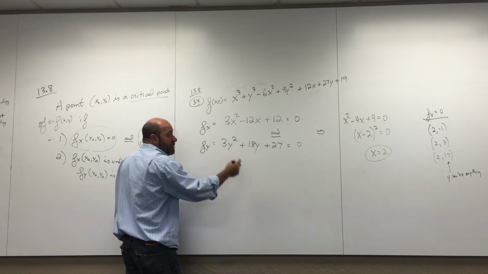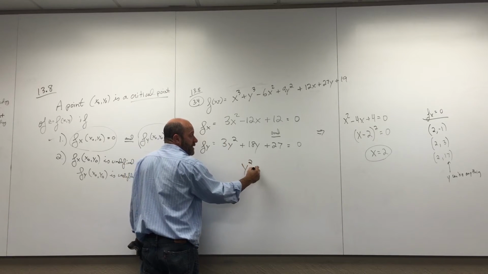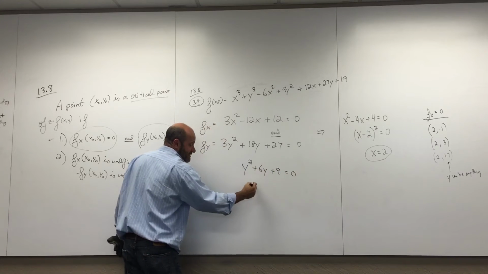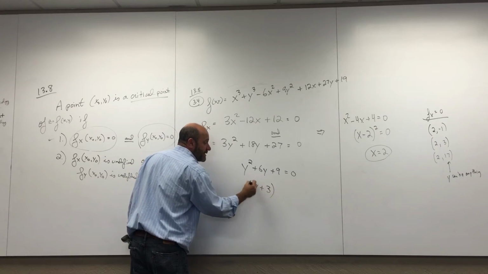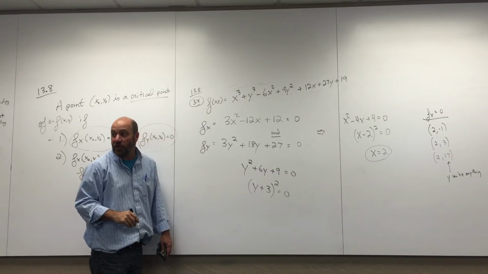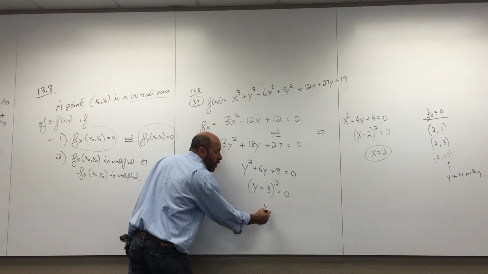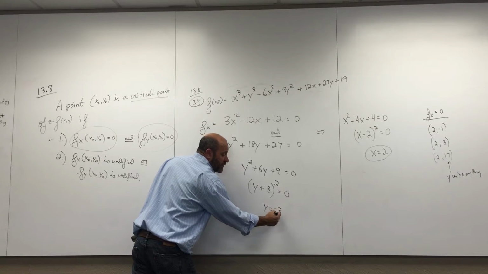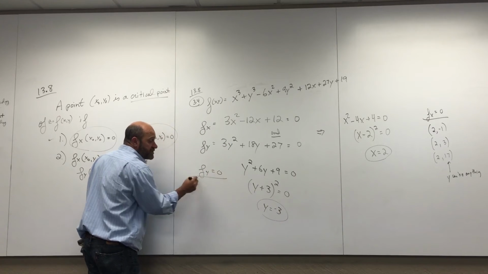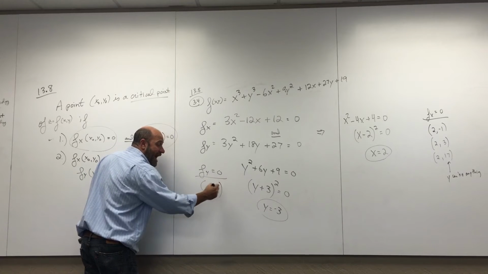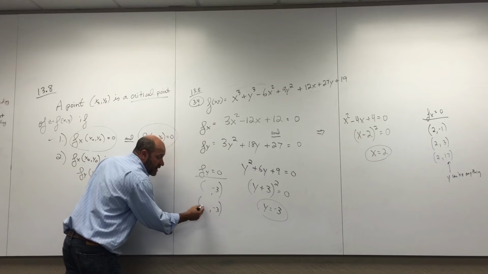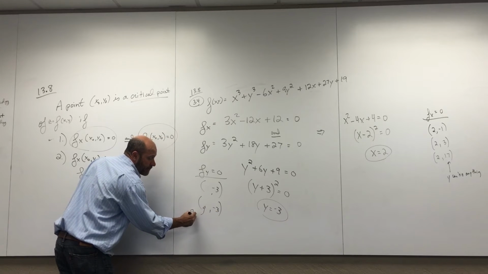Same game. I would divide by 3, and I would have this equation. And this is very similar. It factors into a nice squared binomial also. And so I'm getting one answer here: y equals -3. And if I wanted to list all the places where fy equals 0, the truth is y has to be -3, but x could be anything.